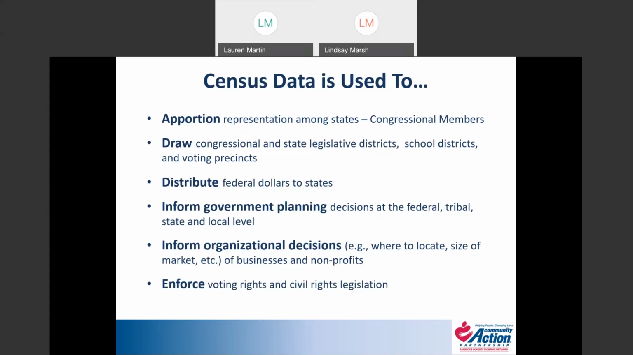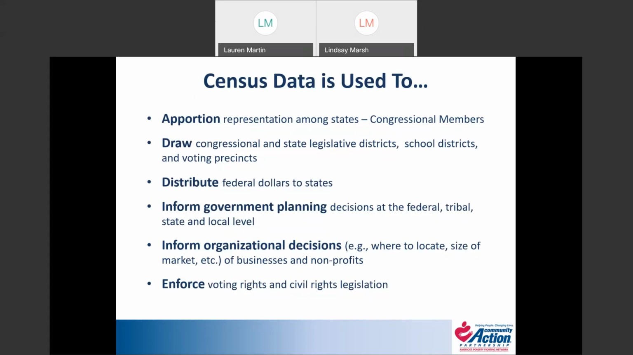This process also impacts presidential elections, since each state has one electoral vote for each senator and one for each congressional seat in the Electoral College. All of this means that having an accurate count really impacts the political representation of our communities.